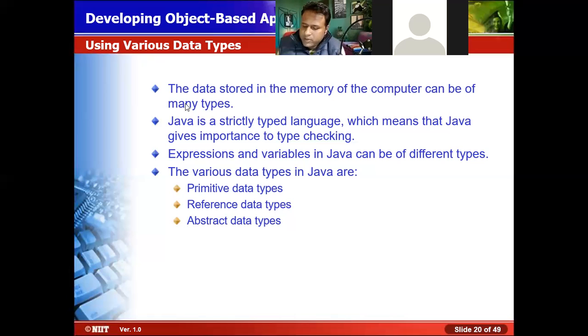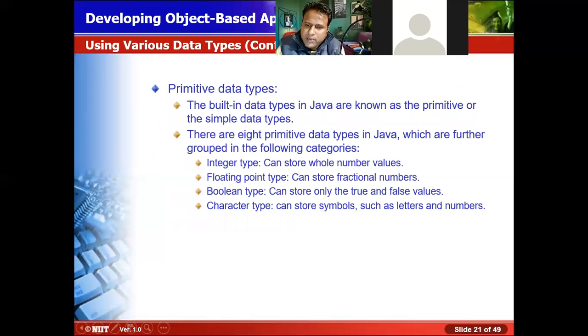So what is the primitive type? Primitive type is called the built-in data type in Java, also known as the primitive or simple data type. Built-in means predefined, already defined by Java. The primitive data types are grouped into four categories: integer type, floating point type, Boolean type, and character type.